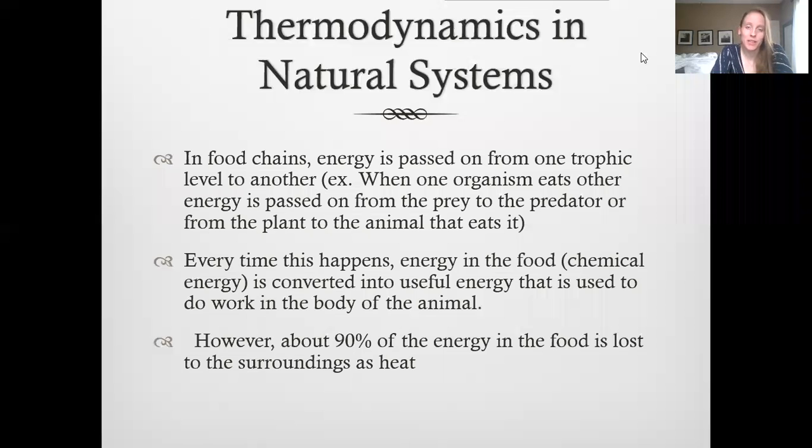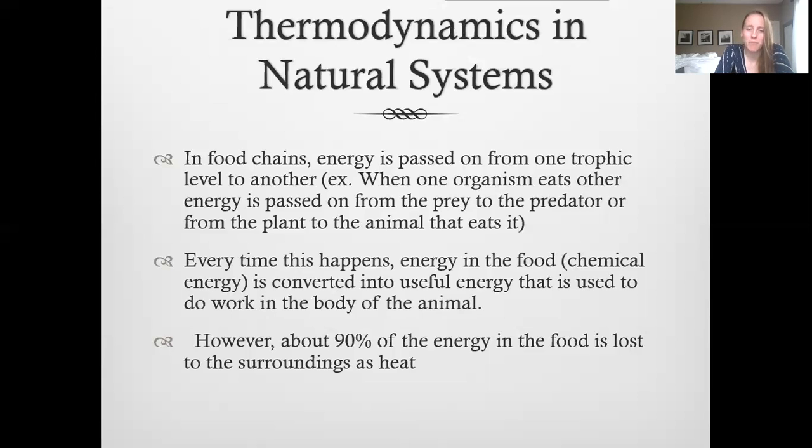So thermodynamics will affect all systems, including ones that occur in nature. So in food chains, energy is always passed from one trophic level to another. So as it's moving from producers to herbivores to carnivores and stuff like that. Whenever one organism eats another, the energy from the prey or the plant is passed on to the predator or the herbivore. And anytime this happens, energy in the food, which is chemical energy, is going to be converted into useful energy that the body of the animal can actually use to do work.